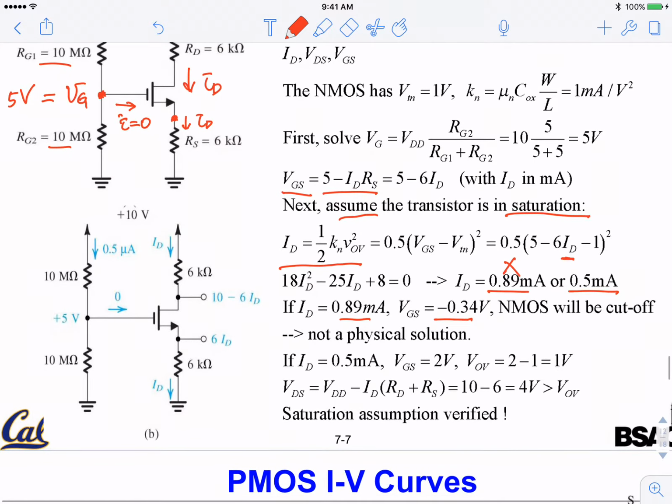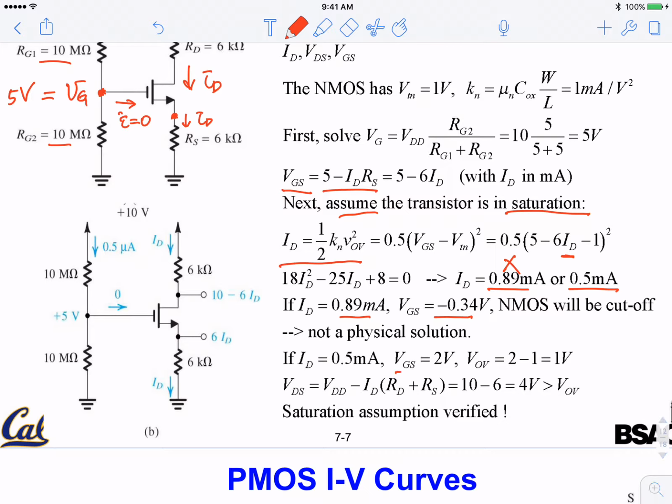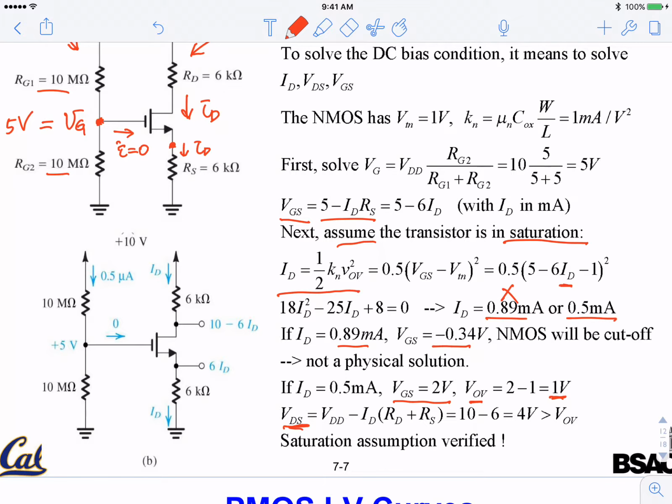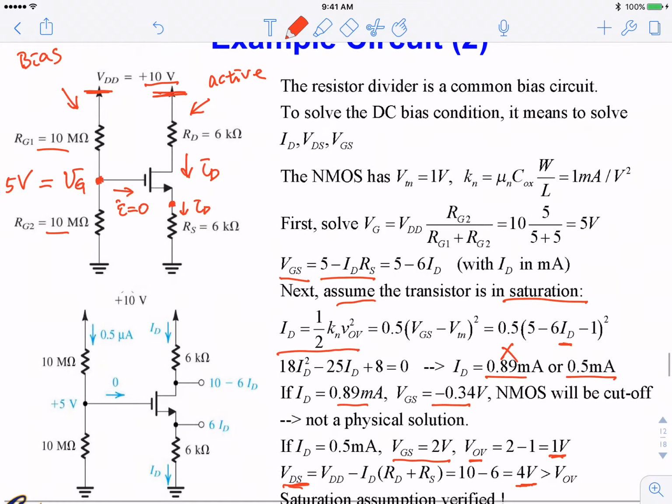current. The other current, you put it in, you get VGS equal to 2 volts. So that's reasonable for NMOS. And you figure out your overdrive voltage, that's 1 volt. And you need to verify your drain, VDS. So you know the current, you can calculate VDS. So VDS here is 4 volts. So it's the same procedure as we have done before. So we have found a self-consistent solution. This transistor is indeed in saturation. Okay.